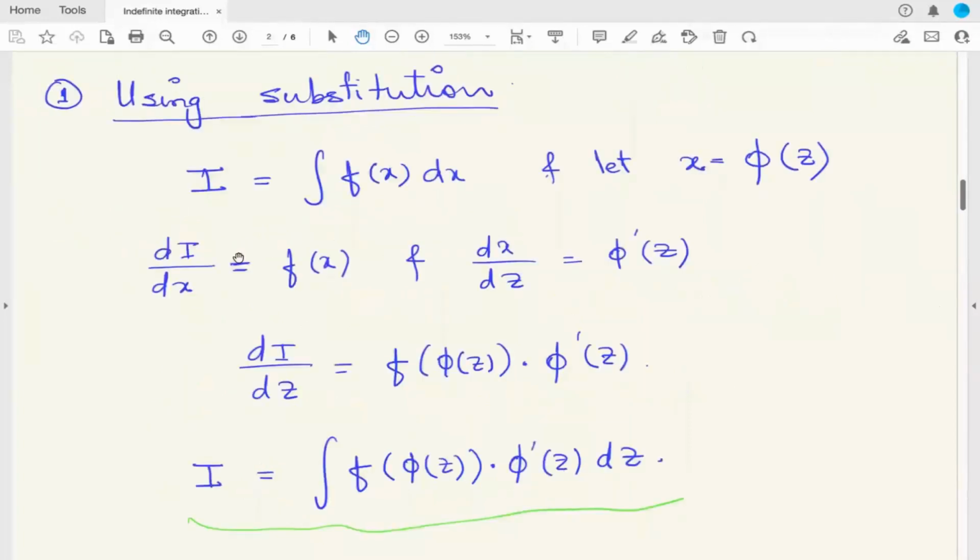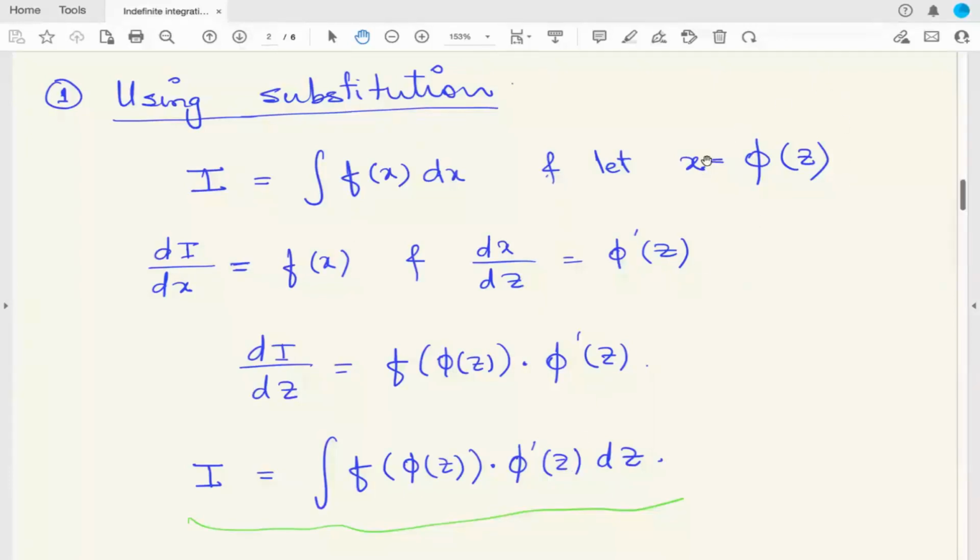Now I wrote the integral I is equal to, now look at this one. Our integrand f(x) is changed now. We substitute x equals phi(z), so phi(z) comes in the place of x, and dx is equal to phi dash z dz. How did it come? It just came by differentiating x in terms of z, because when we substitute x equal to phi(z), our elementary element changes from dx to dz. Our new elementary element is dz.